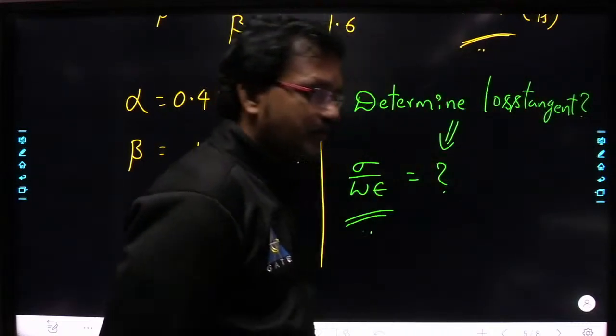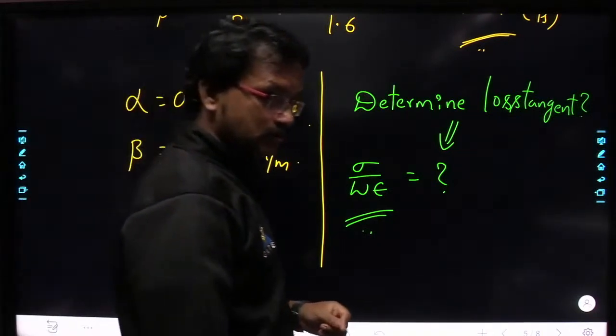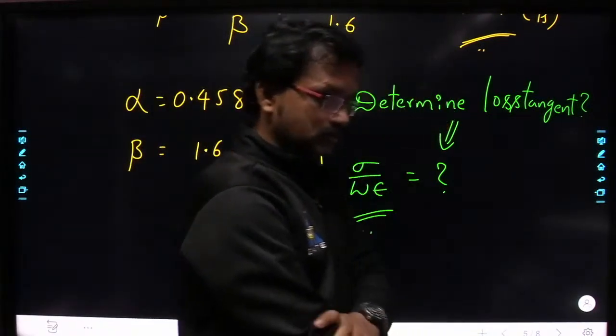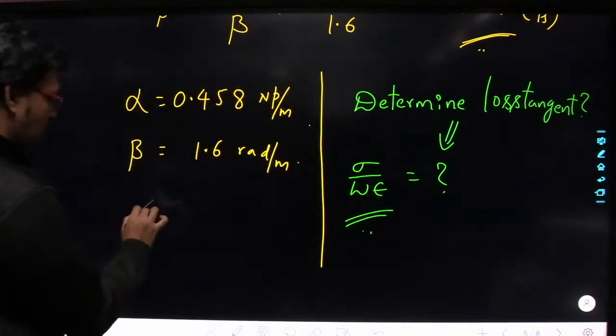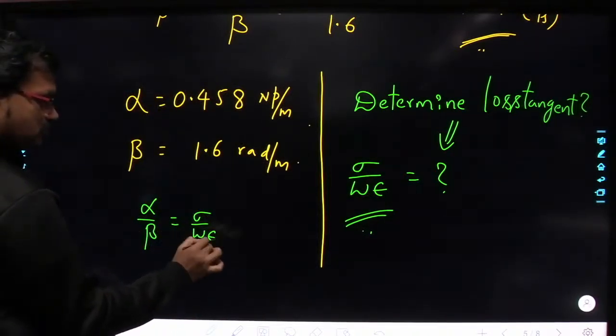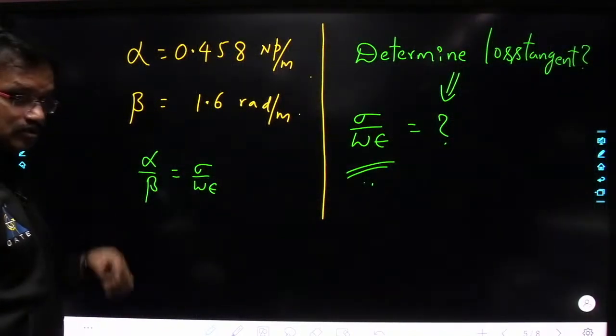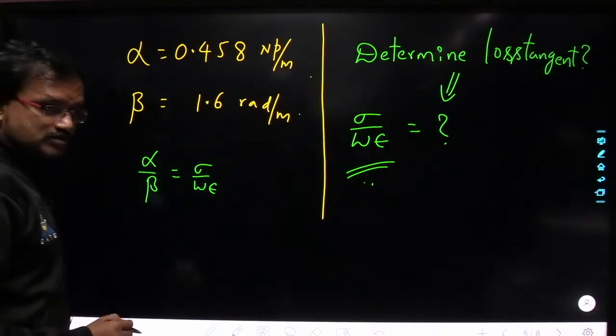Ratio of alpha and beta. What is the ratio of alpha and beta? Does the ratio of alpha by beta give you the sigma by omega epsilon ratio? Is this what you are saying?